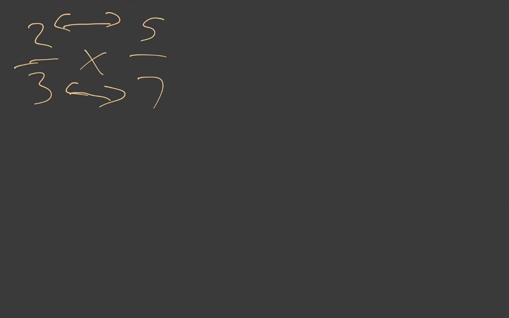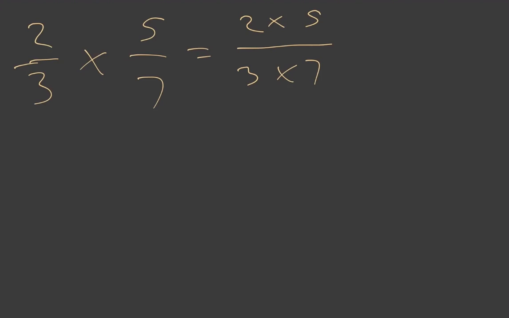So let's say we have two fractions, 2 over 3 multiplied by 5 over 7. So how would we multiply this? It's actually quite simple. What we will do is multiply the two numerators together and the two denominators together. So that will give us 2 multiplied by 5 over 3 multiplied by 7, which will give us 10 over 21. Can we simplify this down? No, we can't. So 2 over 3 times 5 over 7 gives us 10 over 21.